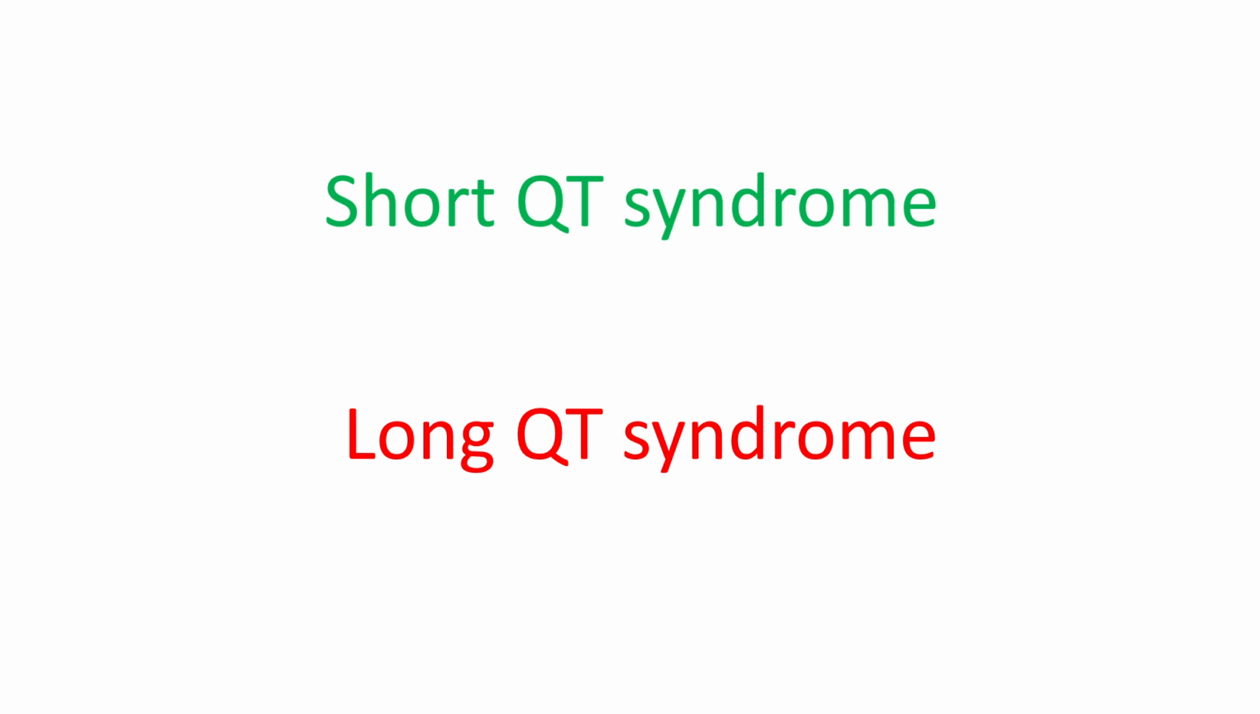QT interval can be abnormal in diseases which affect the conduction system of the heart. There are birth defects of the electrical system of the heart which are called congenital short QT syndromes and congenital long QT syndromes. In general, QT interval more than 0.5 seconds, 500 milliseconds, is considered risky in terms of development of heart rhythm abnormalities. Similar lower cutoff is around 0.3 seconds, 300 milliseconds.